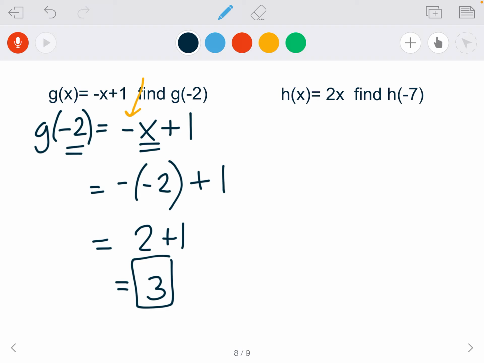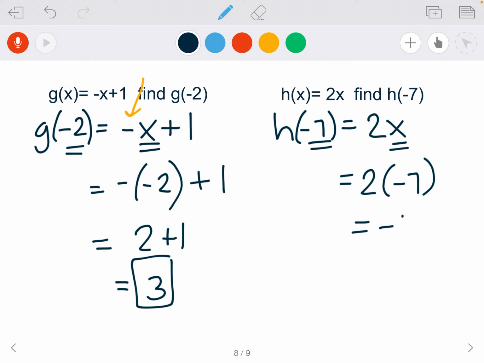Okay. Why don't you pause the video and try the next one, and we'll see how you do. All right, if I have h of x equals 2x, and I'm going to find h of negative 7, I'm going to recopy, and then I'm going to put negative 7 where the x is. So 2 times negative 7 is negative 14. That was an easy one.